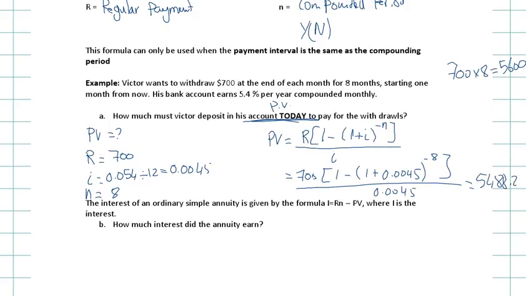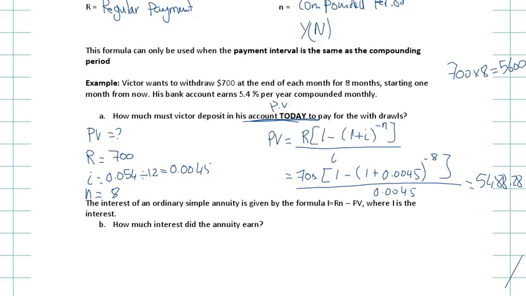Now, how much money is he going to actually withdraw altogether? He's going to withdraw 5,600, right? But he only has to deposit 5,488, and the rest is going to be interest that the bank is going to give him. So yes, it's not a lot of interest, but remember, it's only a short-term deposit, right?